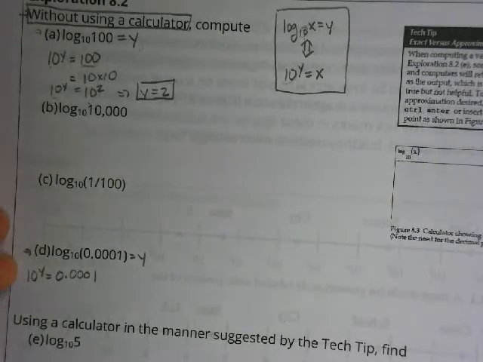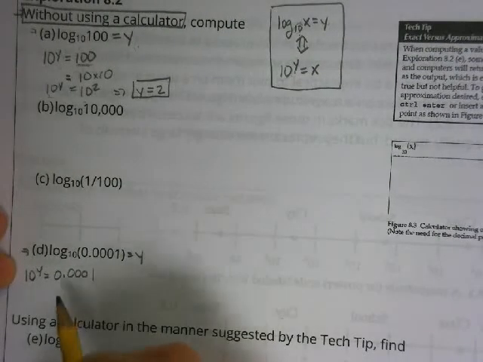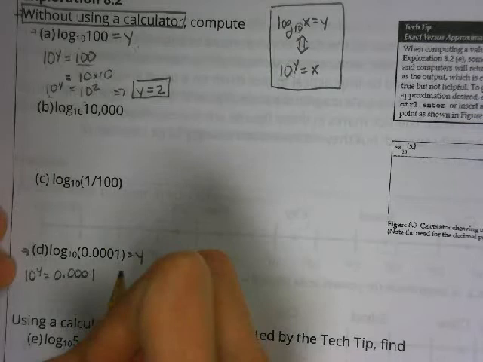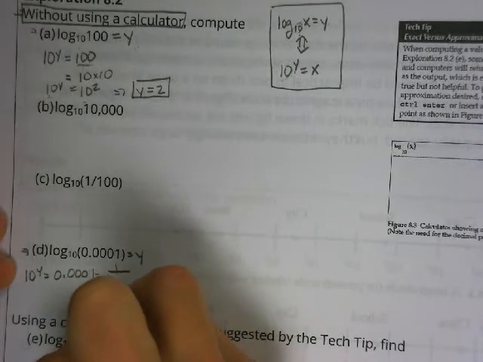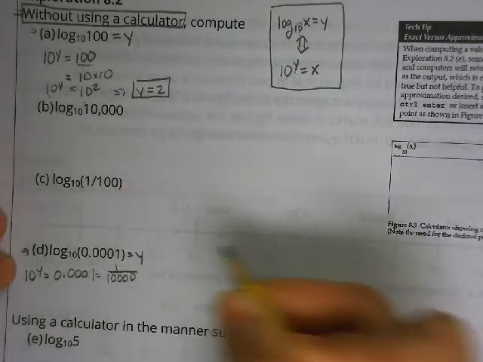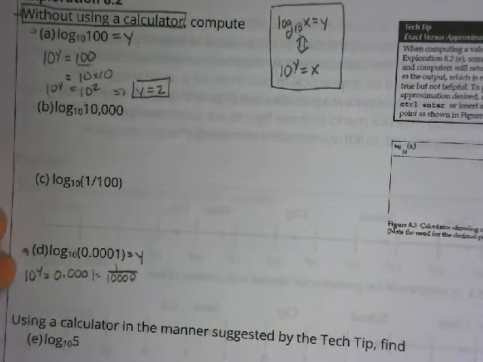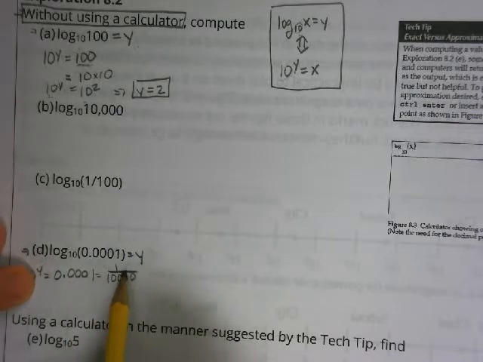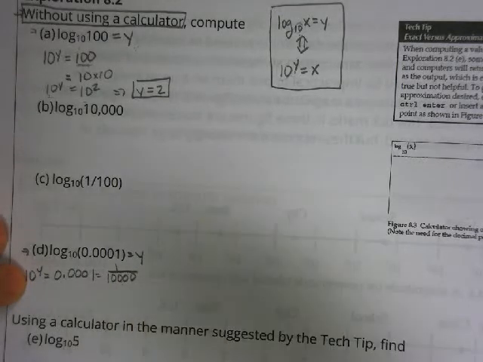Just as a refresher, this is our tens place, this is hundreds, this is thousands, and this is the 10,000s place. So 0.0001 is equal to 1 divided by 10,000. Once I'm here, the reason I did that is because I'm trying to get closer to having this right-hand side look like 10 to the power of something. That way I can solve for my y.